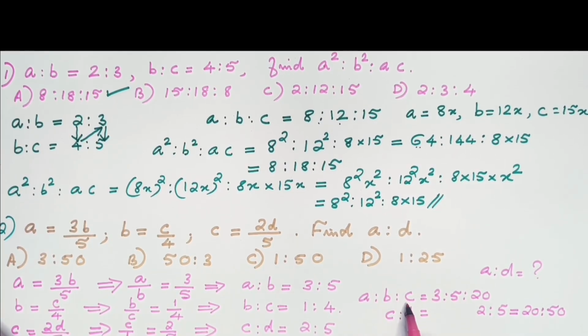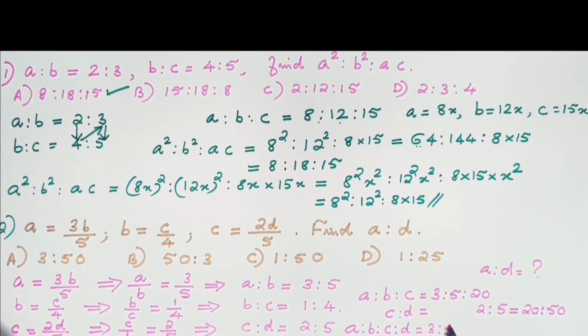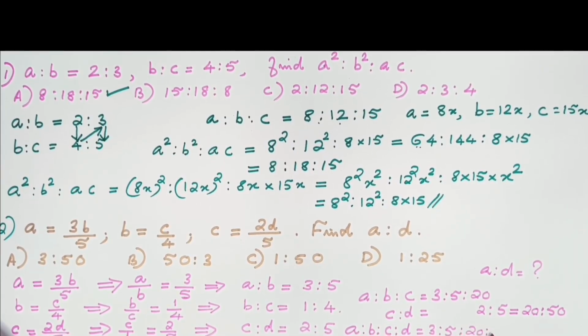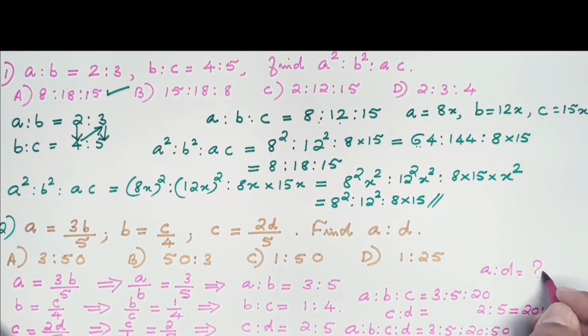A is to B is to C is equal to 3 is to 5 is to 20. You have C being common. Now you can write A is to B is to C is to D like this. 3 is to 5 is to 20 is to 50. And you're asked to find out A is to D. A is 3 and D is 50. So that will be the answer here. 3 is to 50. And that's given as the first option.